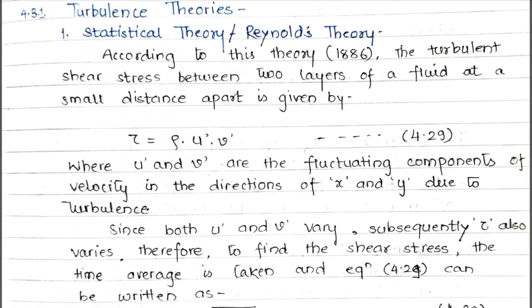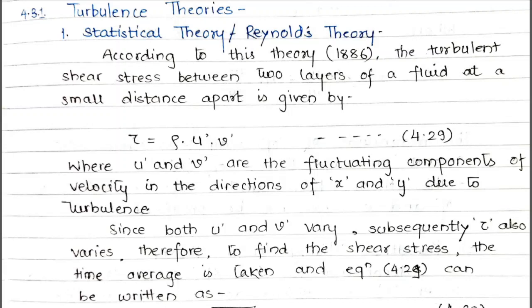See, the first theory is called the statistical theory, or it may also be called the Reynolds theory. According to this theory, the turbulent shear stress between two layers of a fluid at a smaller distance apart is given by this equation, that is tau is equal to rho into u into v.